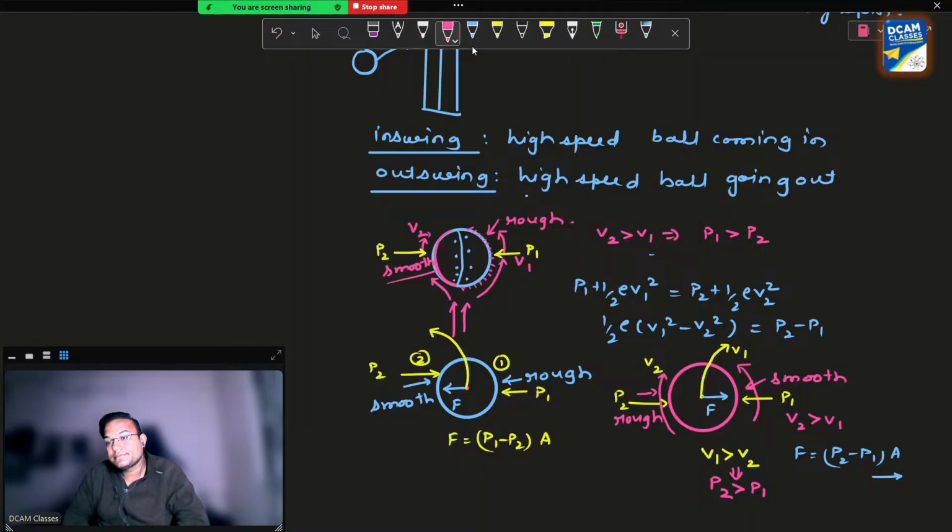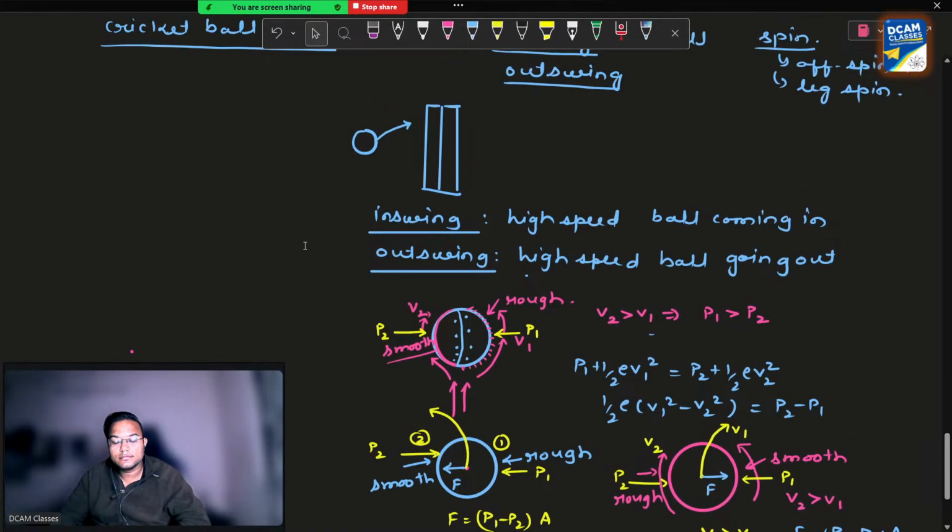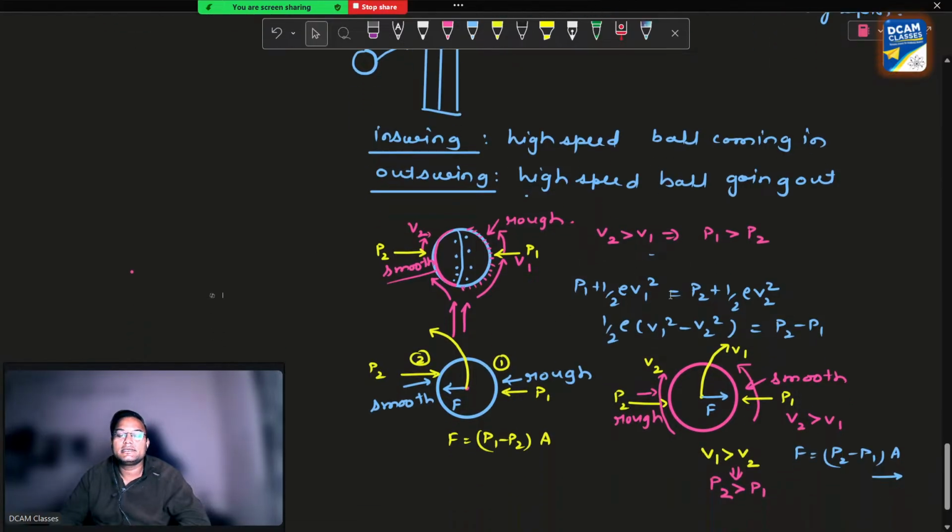Now, correct? Understood? Why does swing occur to which side? Haripriya, Diva, Kanishka, tell me quickly. Spin is a different phenomenon. It's just the application of Bernoulli's theorem. Spin is a different phenomenon.